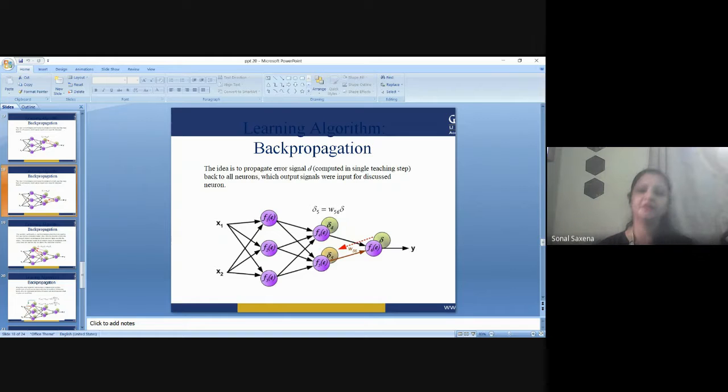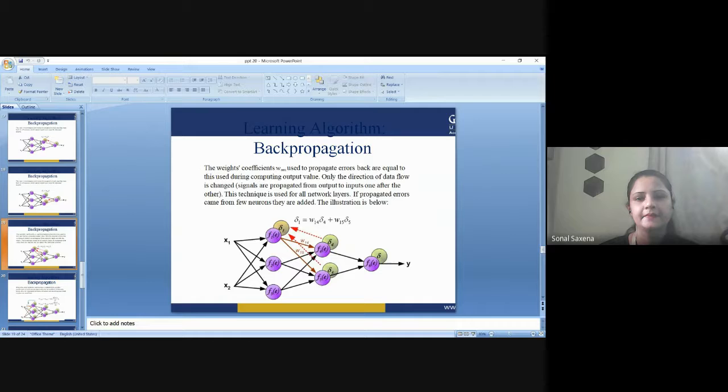So the idea is to propagate the error signal d computed in a single teaching step back to all the neurons whose output signals were input for the discussed neurons. Now the weight coefficients W_mn are used to propagate the error and are equal to those used during computing the output value. Only the direction of the data flow is changed. Signals are propagated from output to inputs one after the other. This technique is used for all network layers. If propagated errors came from a few neurons, they are added. This illustration is given below. You can see here how the weights are calculated.